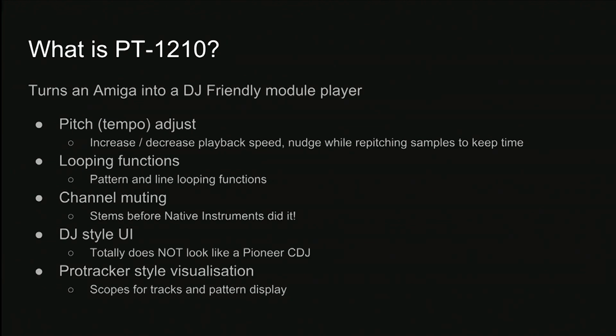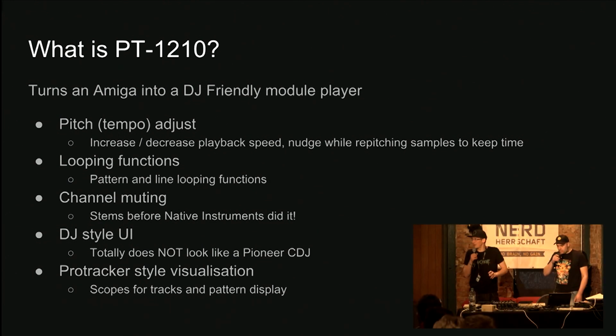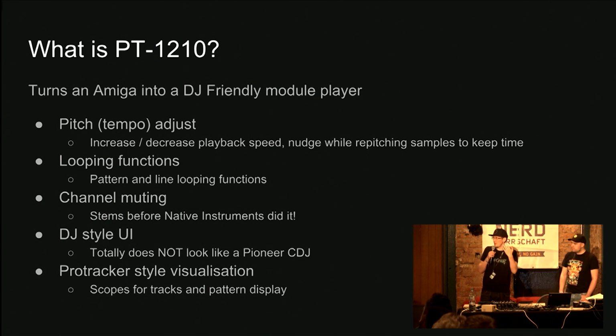So, what is PT-1210? It turns your Amiga into a DJ-friendly module player. What that means is that you have the kind of functions you would normally have with either a CDJ or any other kind of modern DJ equipment. So you can adjust the tempo and pitch of a song. You can nudge it left and right to push them in and out of time, preferably in time. We have looping functions in there, so you can loop patterns and sections of patterns. Channel muting, and also a DJ-style UI, which we'll see in a moment, and also Pro Tracker-style visualization, because everyone loves that kind of thing, right?